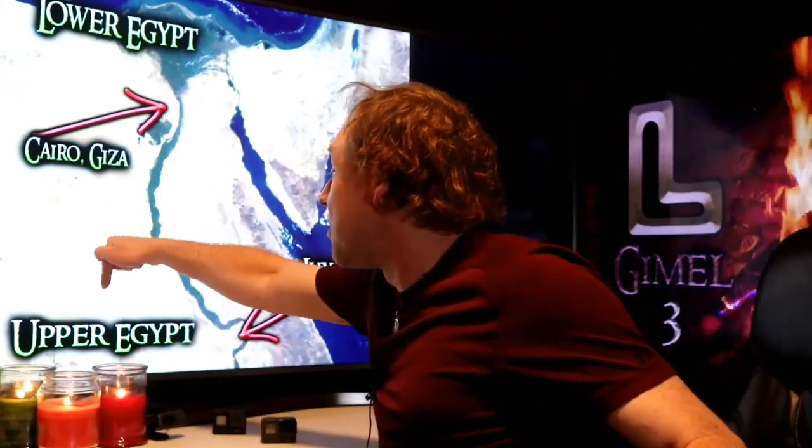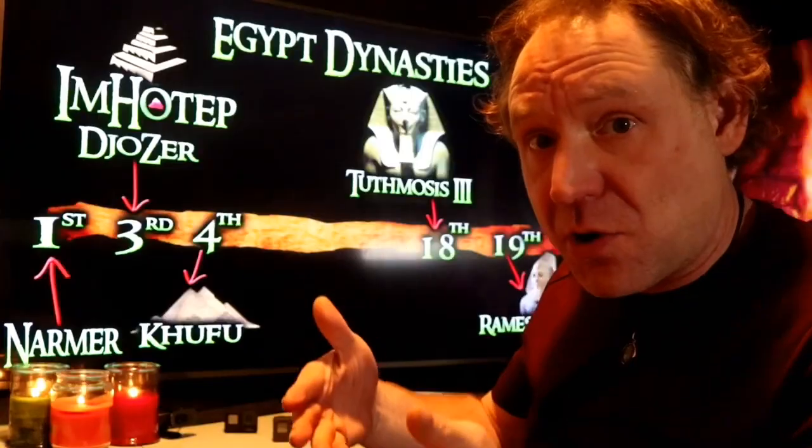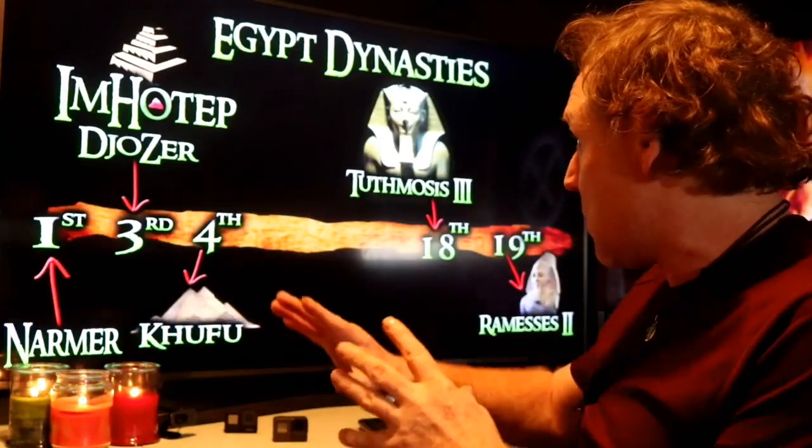Of course, we know that our current maps of Egypt were drawn by Berkeley-style university professors because, well, you've got Upper Egypt down here and Lower Egypt at the top, up there. Your current timelines of Egyptian history look a little something like what I have on the screen back here.